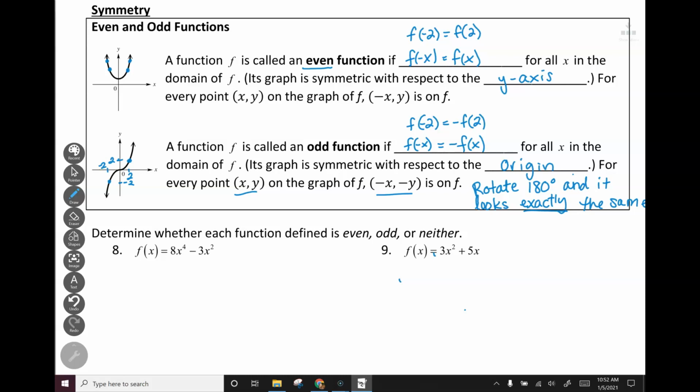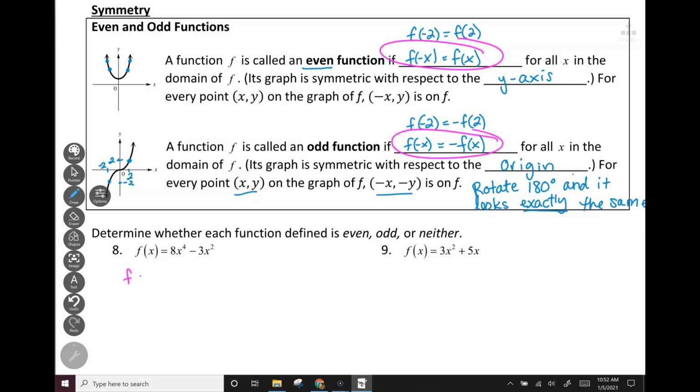Determine whether each function is even, odd, or neither. To answer these types of questions, we're going to use these statements right here. It's going to be an even function if you plug in negative x and the result is the original function. It's going to be an odd function if you plug negative x into the function and the result is just the negative of the original function. And then obviously if neither of those things are happening, then it would be neither even nor odd. All right, let's try it.